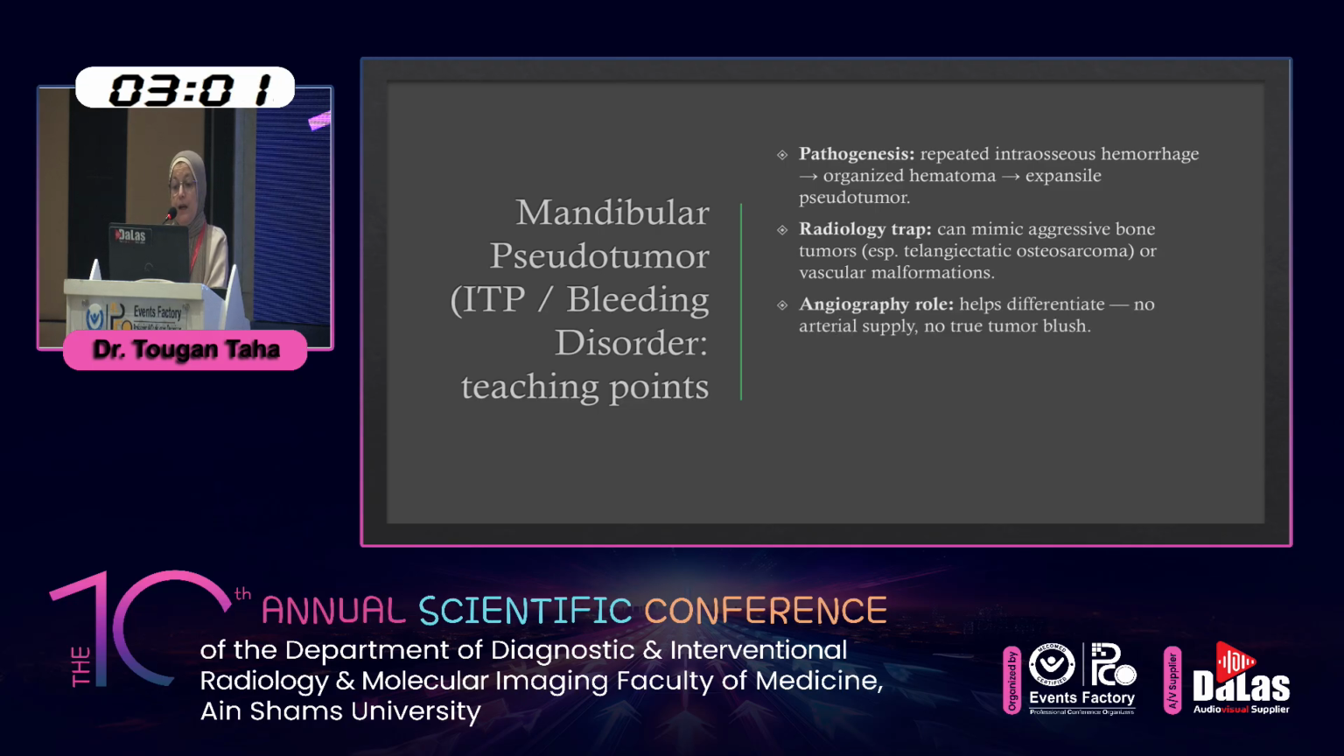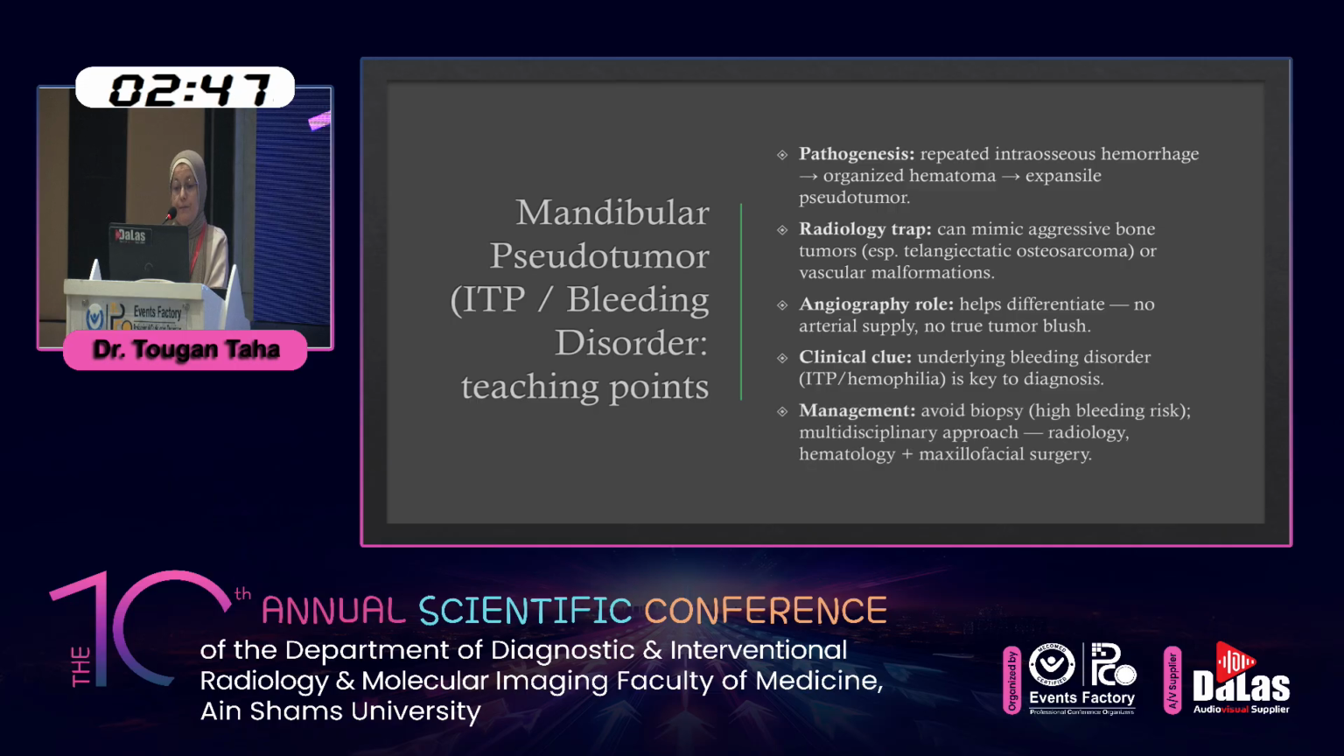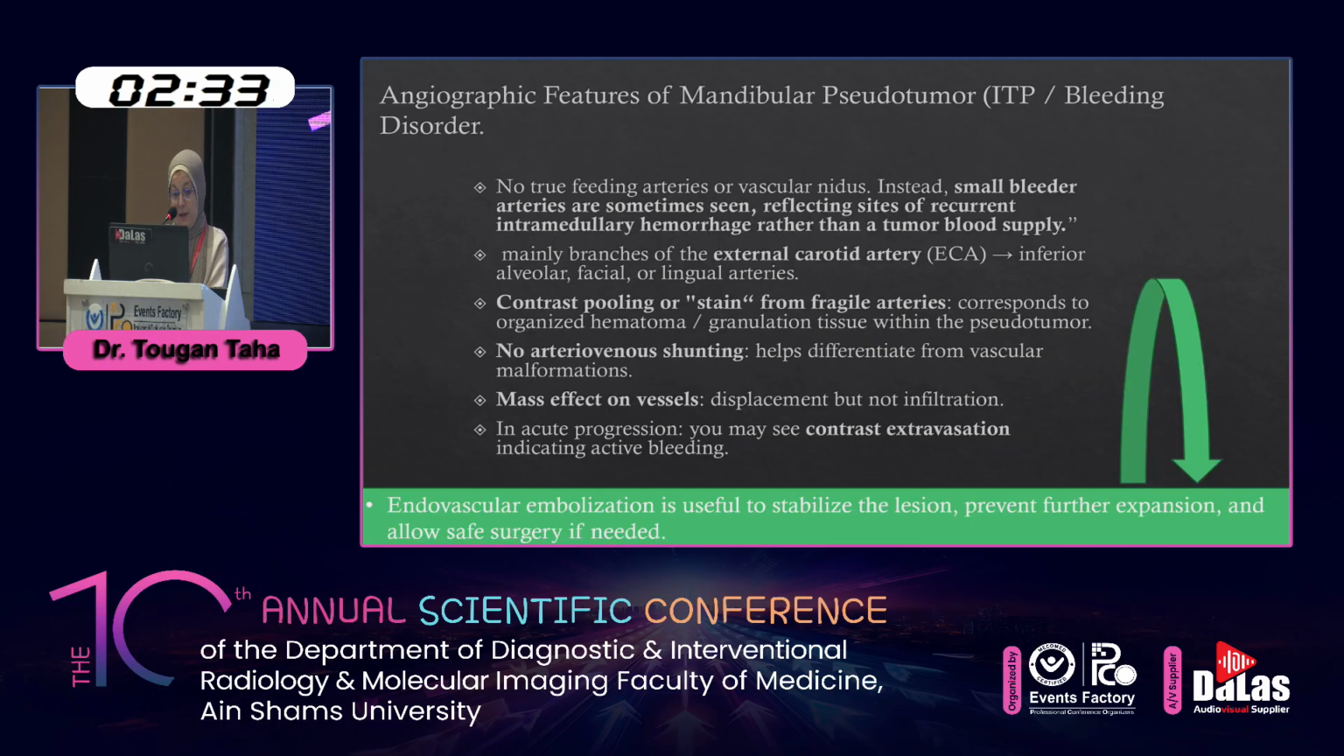Angiography really helps. It differentiates: no arterial supply, no true tumor blush. The underlying bleeding disorder, such as ITP or hemophilia, is key to diagnosis. Avoid biopsy as there is a high risk of bleeding, but take a multidisciplinary approach of radiology, hematology, and maxillofacial surgery. In this particular patient, endovascular embolization is useful to stabilize the lesion and prevent further expansion and allow safe surgery if needed.